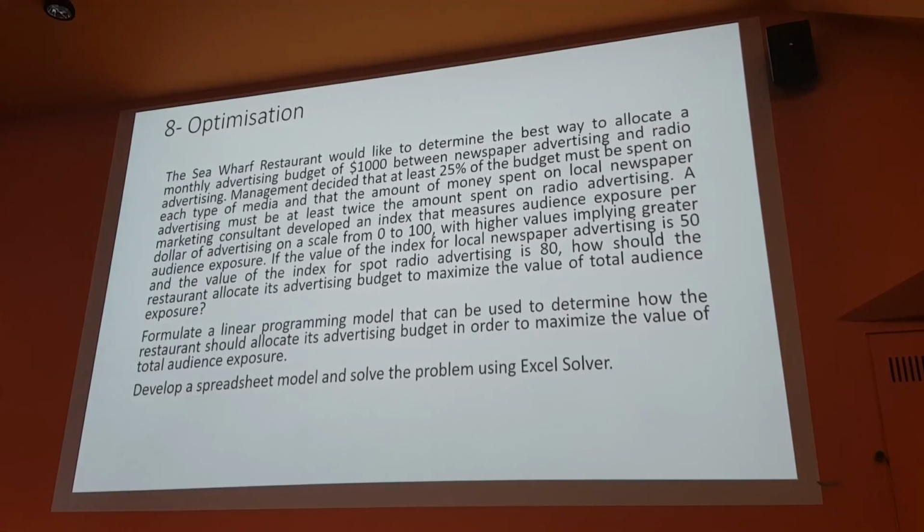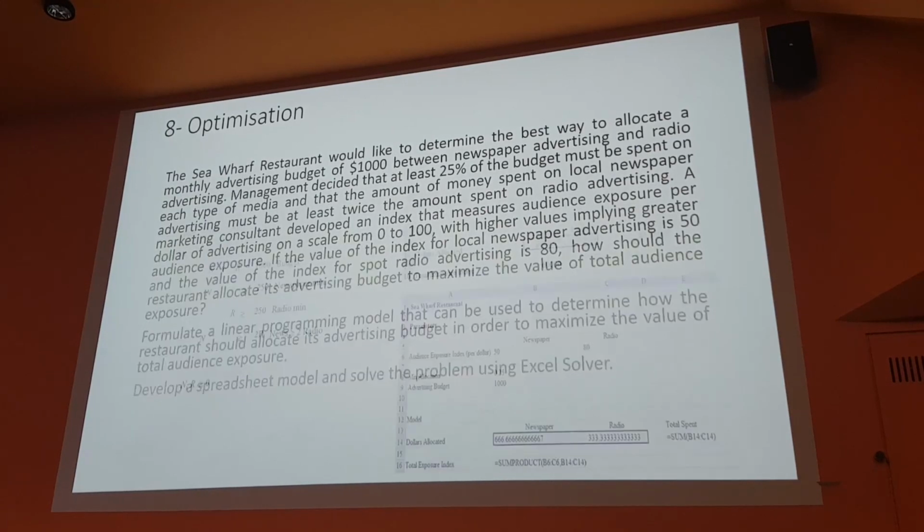What is the decision variable in this problem? You remember when we want to build the optimization model, we said what is the decision variable, what is the objective function, and what is or are the constraints. What is the decision variable here? The amount of budget that should be allocated to each of these, for example, advertisement channels. What is the objective function?